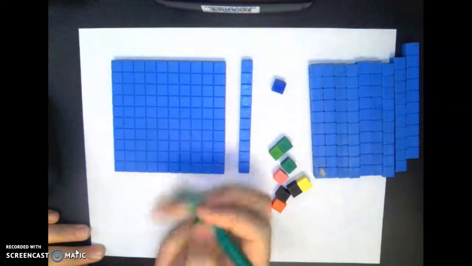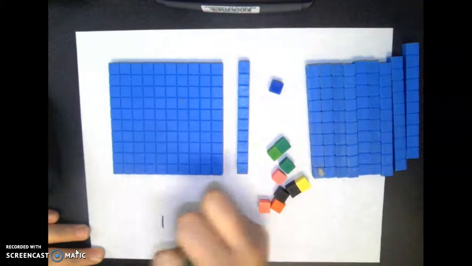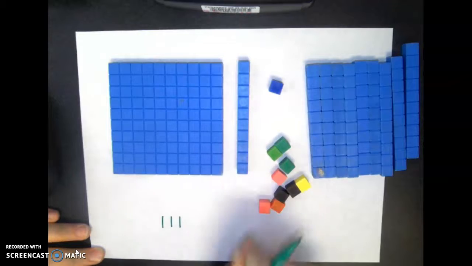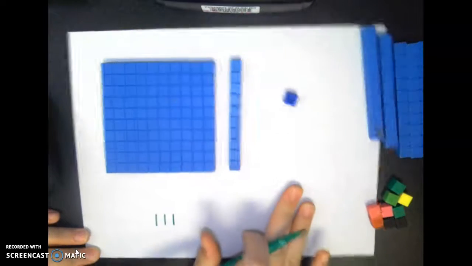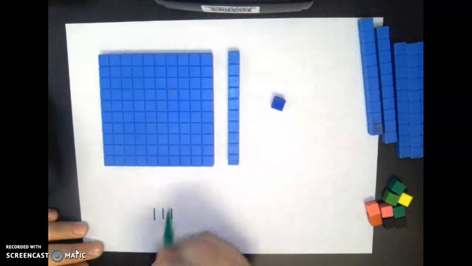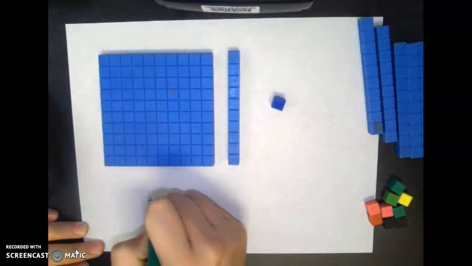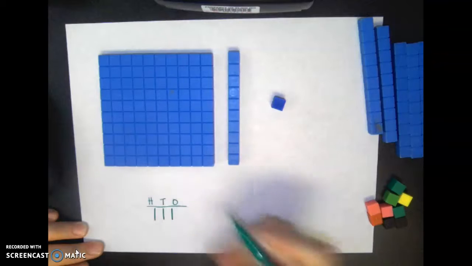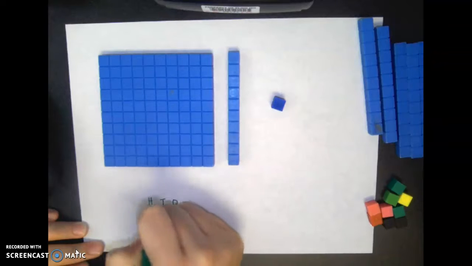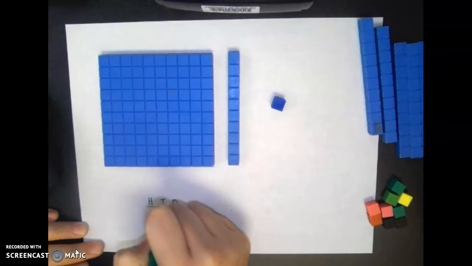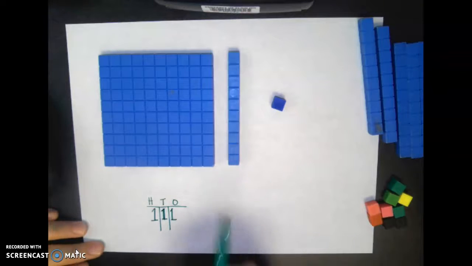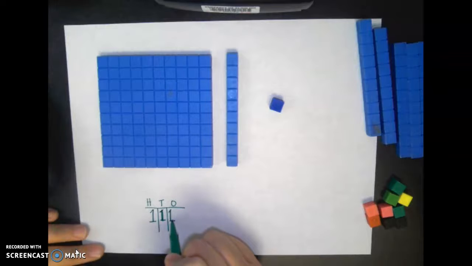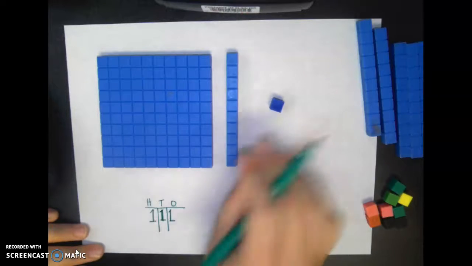Now, if I want to say the relationship between, so let's make the number 111. So 111 looks like this. Well, this is my hundreds, my tens, and my ones. Just because they are all the same number does not mean they're all the same digit, does not mean that they all have the same value. This is a 1 in my ones place. This is a 1 in my tens place, and this is a 1 in my hundreds place.